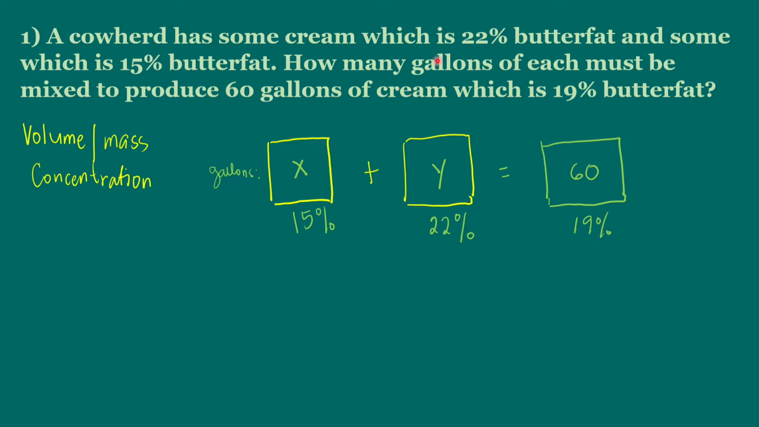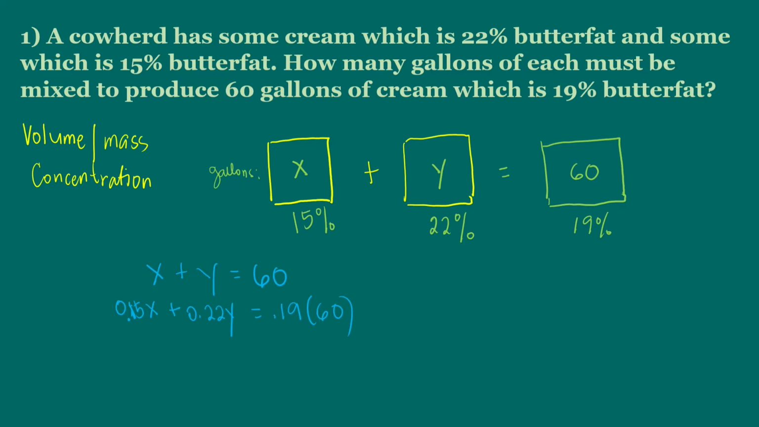Now, from here, we can have two equations. When you add X plus Y, that is equal to 60. The other equation involves concentration. It means that 0.15 of X plus 0.22 of Y is equal to 0.19 of 60.